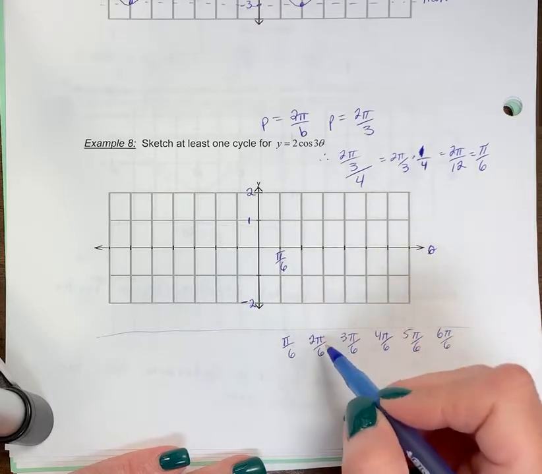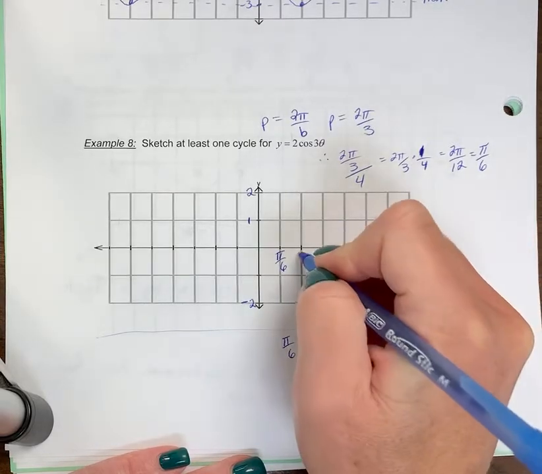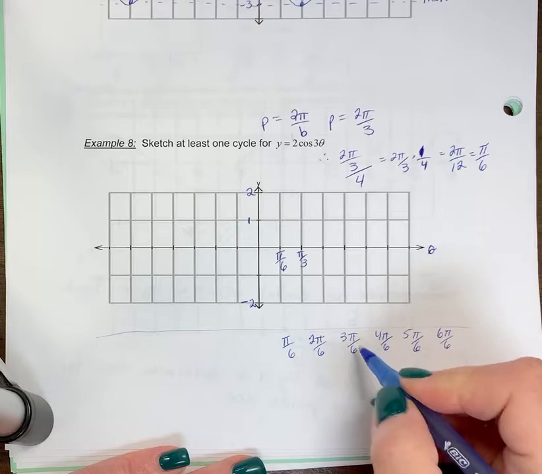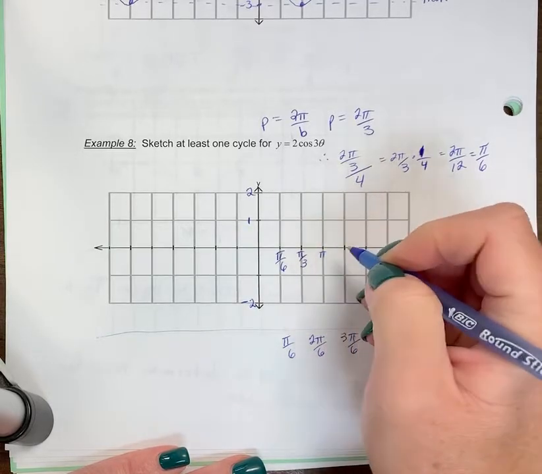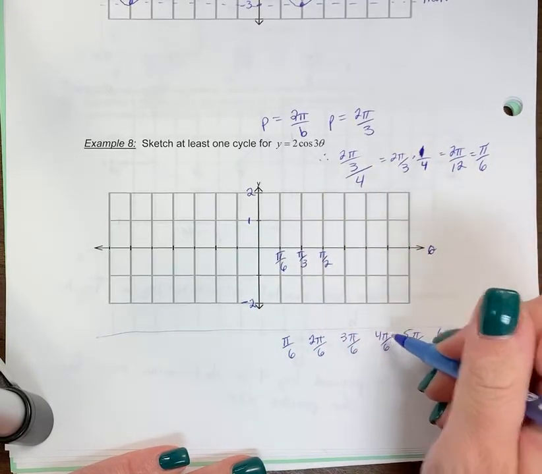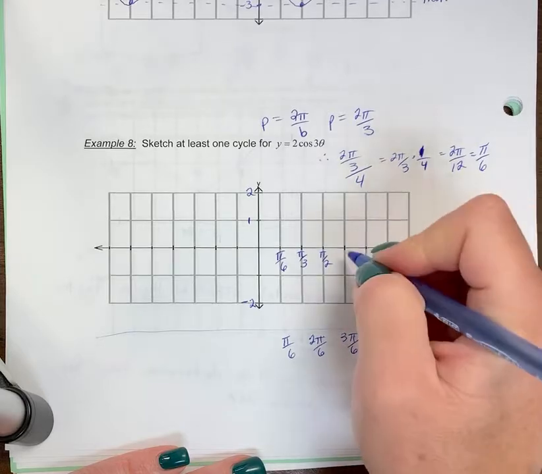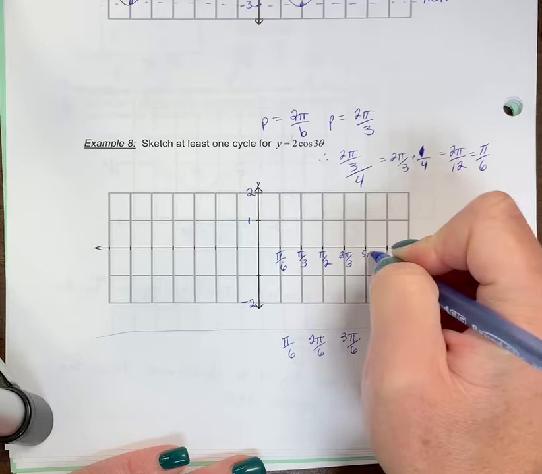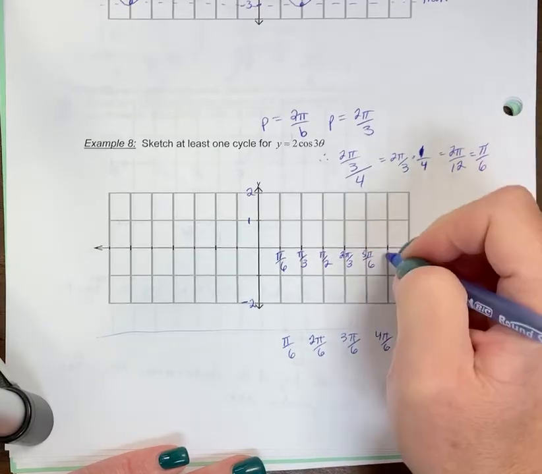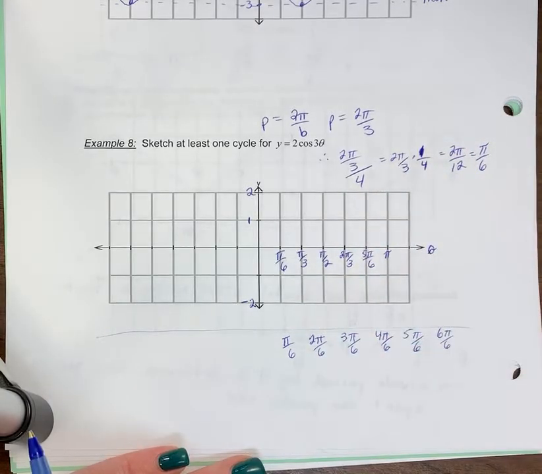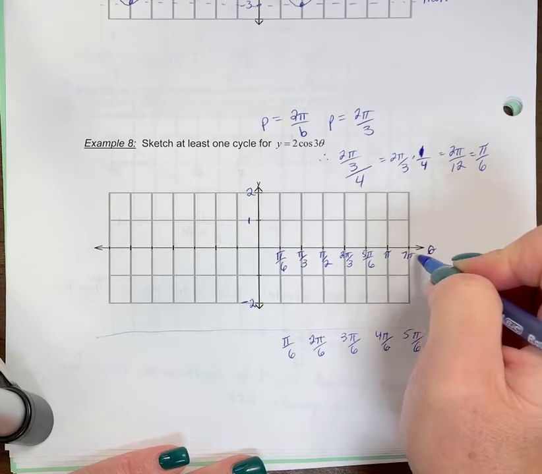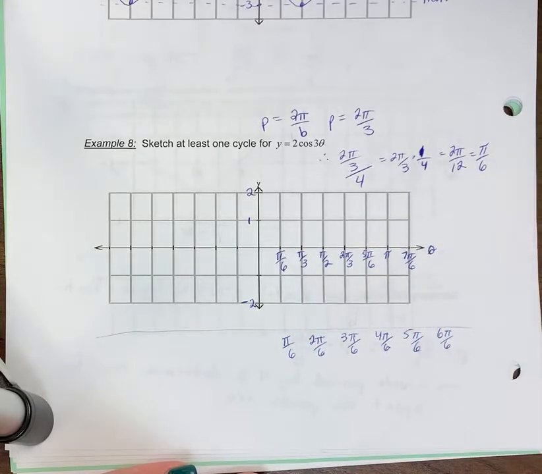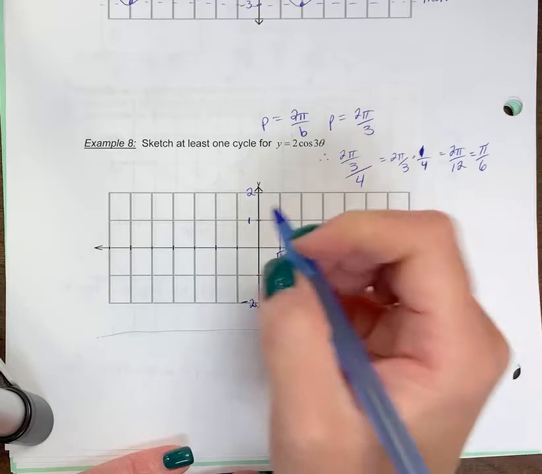All right, so 2 pi by 6, 6 reduces to 1/3, so this is really pi by 3. 3 pi by 6 is really pi by 2. 4 pi by 6, 4 divided by 6 reduces to 2/3, so we have 2 pi by 3 next. 5 pi by 6 does not reduce. 6 pi by 6 reduces to pi, so that's far enough. Or if you wanted to keep going, it's easy just to write in 7 pi by 6 for that last spot.